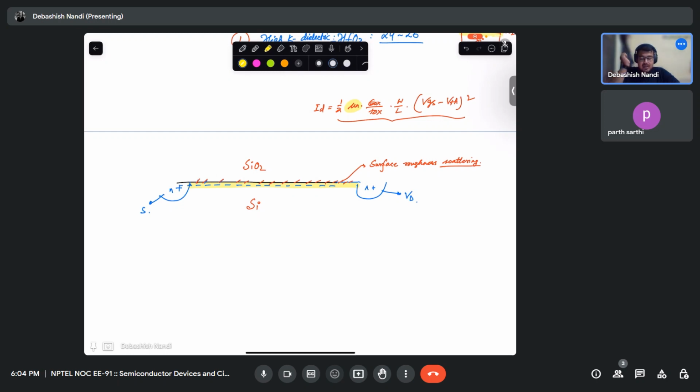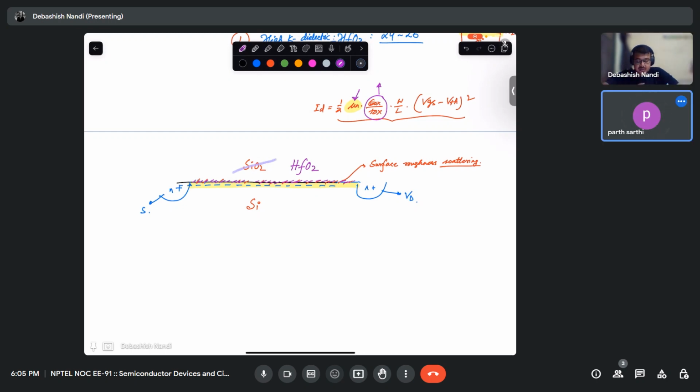Suppose in place of silicon dioxide, I am using hafnium dioxide. This roughness will be much more because these are completely two different kinds of materials. So this part will improve, right? But this will get hit, mobility.